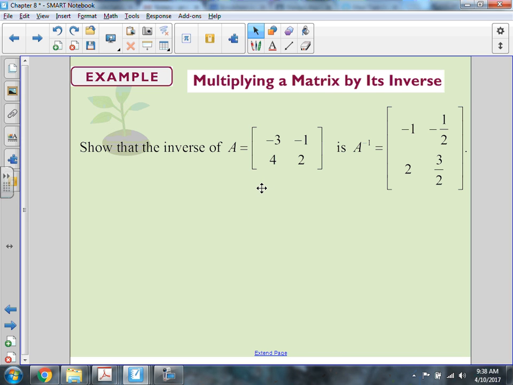Okay, now we have what is called a matrix inverse. So we know that an additive inverse is an opposite. So if I add a number and its opposite, I get 0, which is the identity. If I multiply a number by its multiplicative inverse, like 4 times 1 over 4, I get the identity, 1. So if I multiply a matrix times its inverse, what do you think I'm going to get? Let's see.